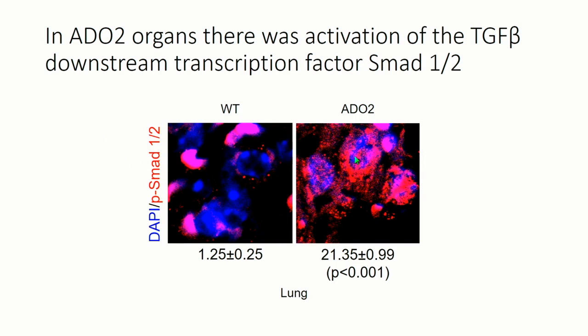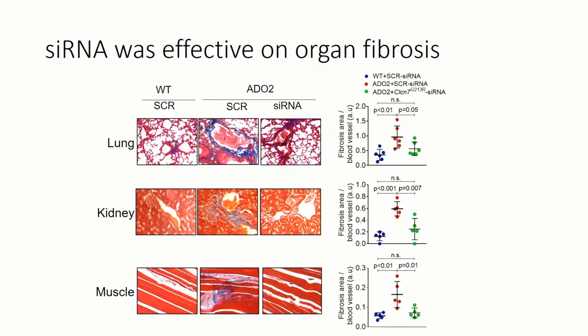And this is another result that confirms this. This is SMAD1/2, the transcription factor activated by TGF-beta. You see here in lung that there is a phosphorylation of this factor and its nuclear translocation. So it seems that TGF-beta is involved in the perivascular fibrosis that we observe in these organs.